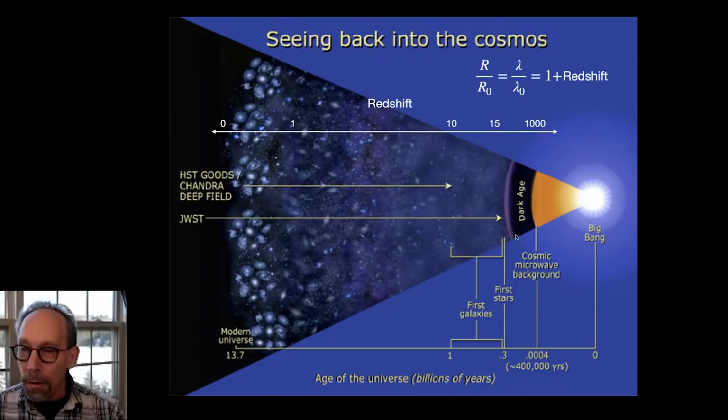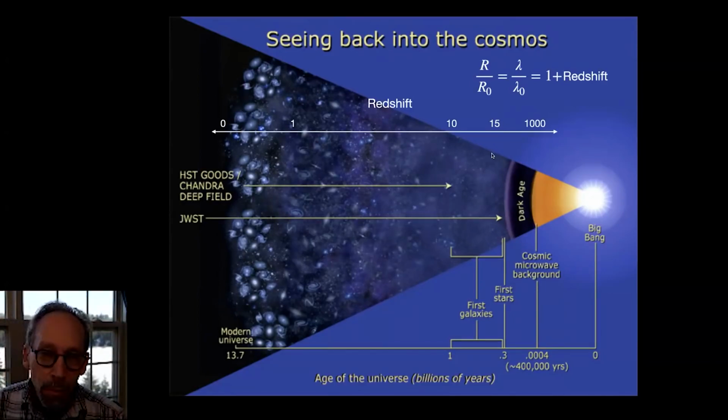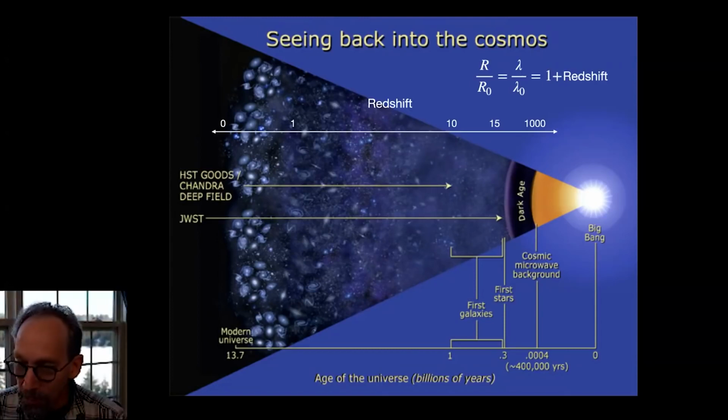There were no stars. The James Webb Space Telescope is designed to look back to the period when the first objects, the first stars and galaxies, formed at redshifts, we think, of 15 to 20. And that means we're looking at light that's redshifted by a factor of 16 to 21 or so compared to the frequency of light that was emitted when the objects first formed.